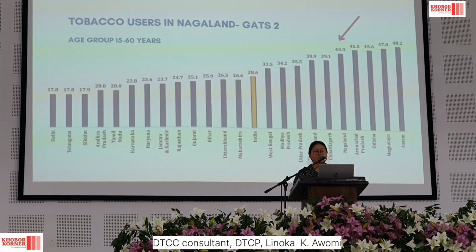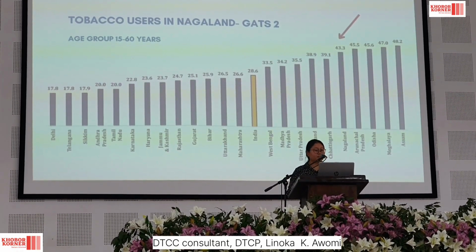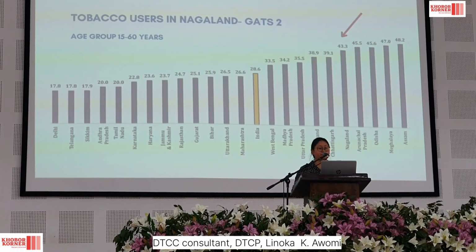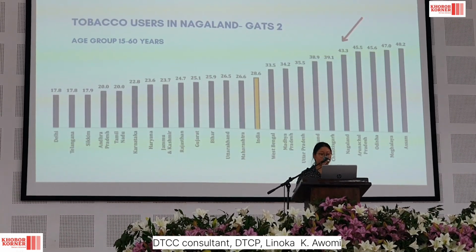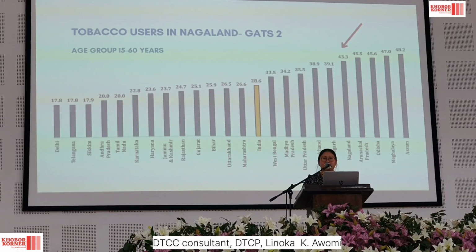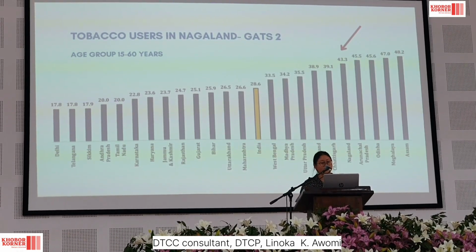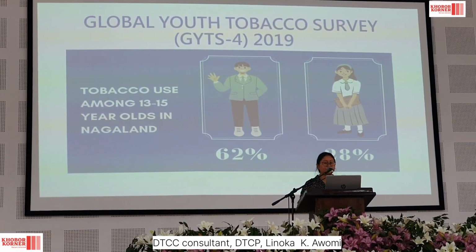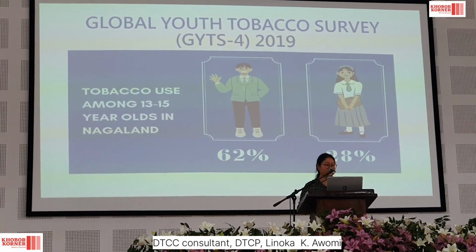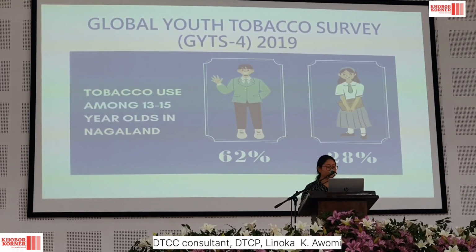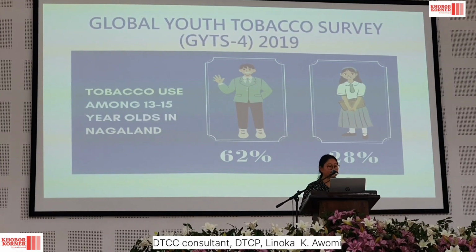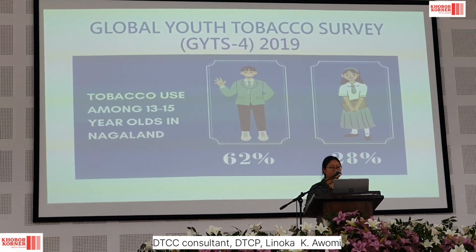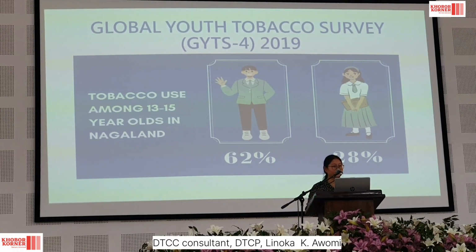Let's look at the findings of the Global Adult Tobacco Survey 2016-17. It shows that 43% of adults in the age group of 15 to 60 years are tobacco users. That is way above the national average, and we stand fifth among the highest tobacco consumers in the country. The Global Youth Tobacco Survey for 2019 shows that school-going children in the age group of 13 to 15 years in Nagaland are tobacco users. That is 43% of school children, and if we segregate, 62% of boys and 28% of girls are tobacco users in Nagaland.